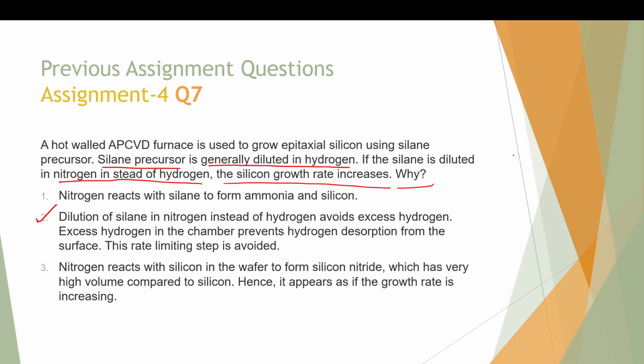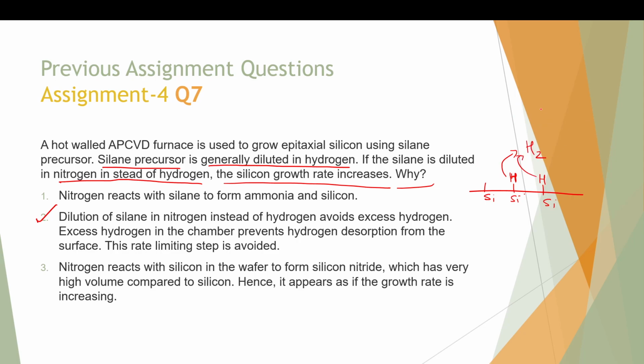So what happens is whenever we are depositing epitaxial silicon, at the top surface there will be some dangling bonds of silicon which are not satisfied. So what might happen is hydrogen might adsorb on these bonds, and it will take some energy to desorb this hydrogen to form H2 gas, and to take it out of the chamber.